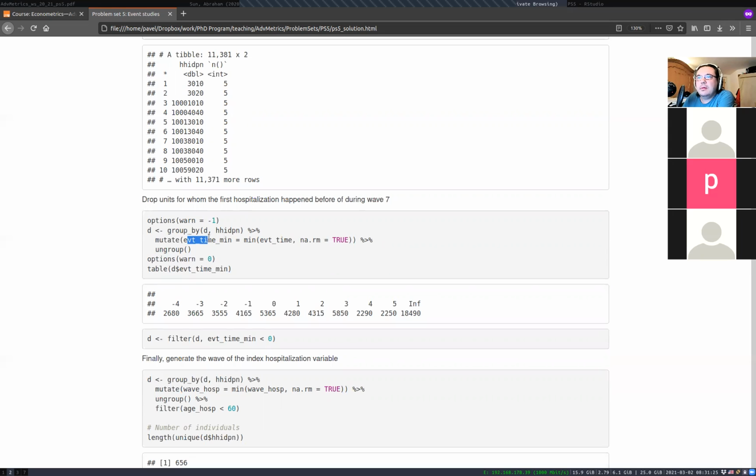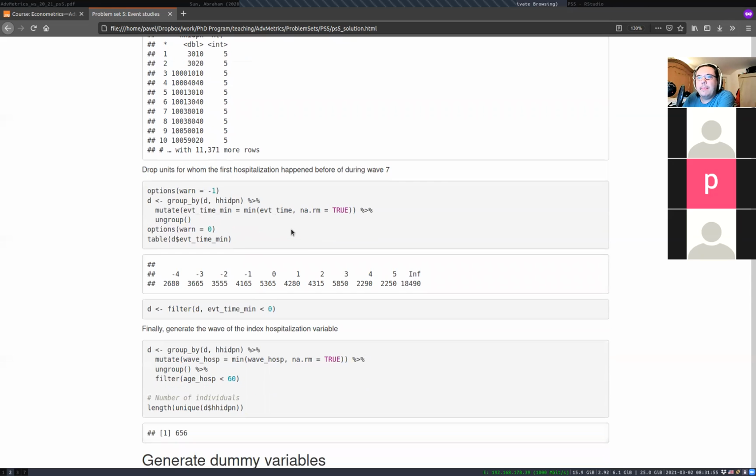And if during wave 8, for example, this variable, the event time, or the minimum for the given individual, is 0, then it means that the person was first hospitalized during wave 7, or during this wave to which this observation corresponds.